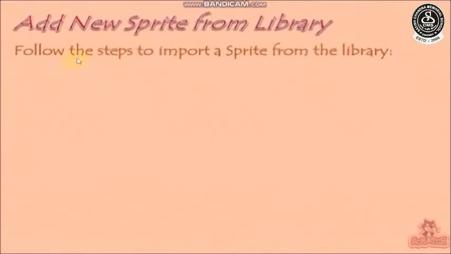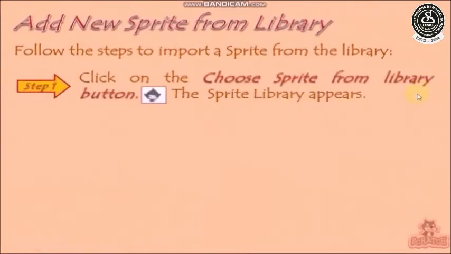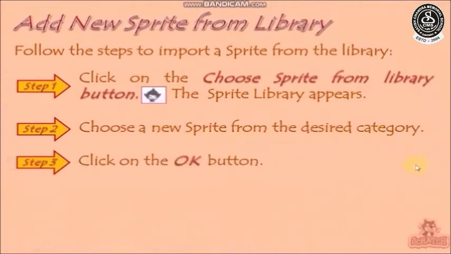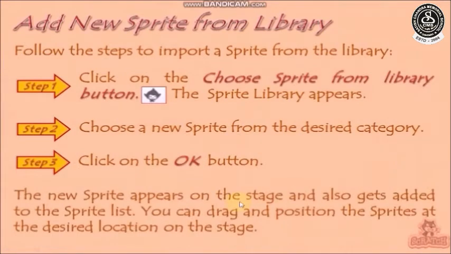Add new sprite from library. Follow the steps to import a sprite from the library. Step 1. Click on the choose sprite from library button. The sprite library appears. Step number 2. Choose a new sprite from the desired category. Step number 3. Click on the OK button. The new sprite appears on the stage and also gets added to the sprite list. You can drag and position the sprites at the desired location on the stage.